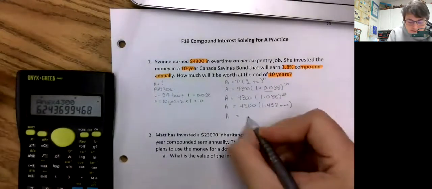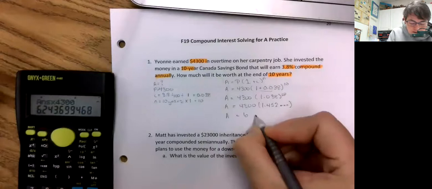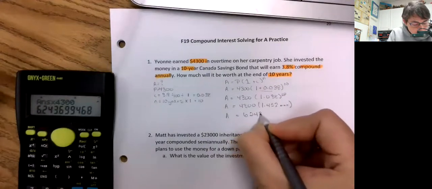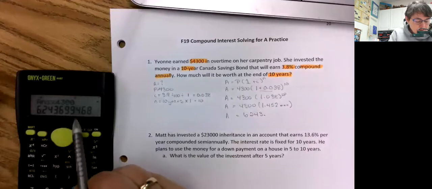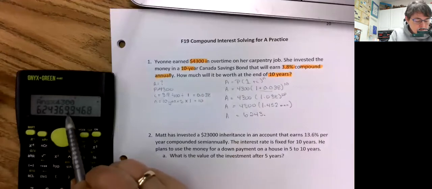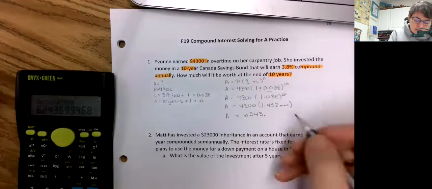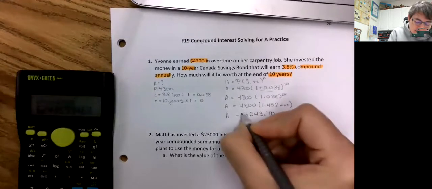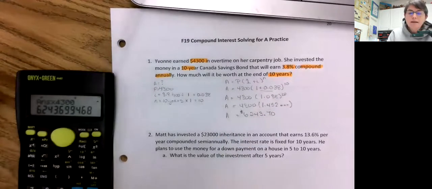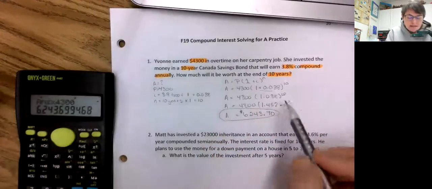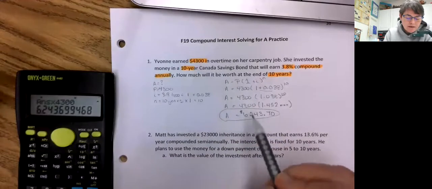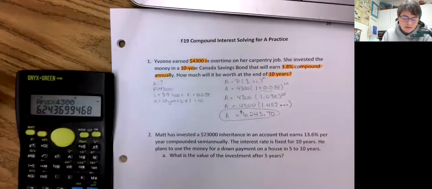All right, so it's 6,243.699. So this 9 makes that go to a 10, which makes that go up. So it's actually 70 cents. And there we go. And that makes sense. She started with $4,300 and now she's got $6,243.70.